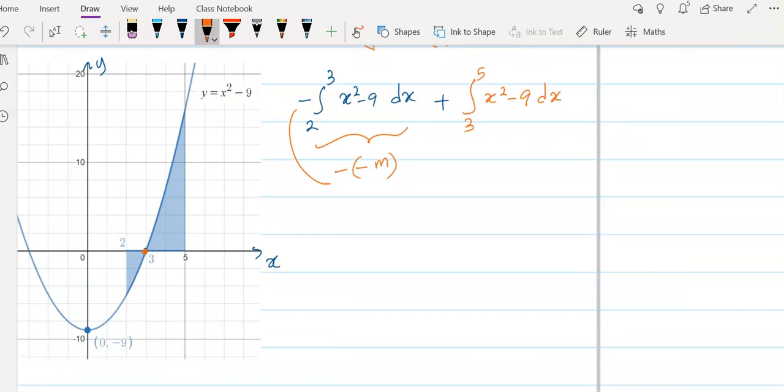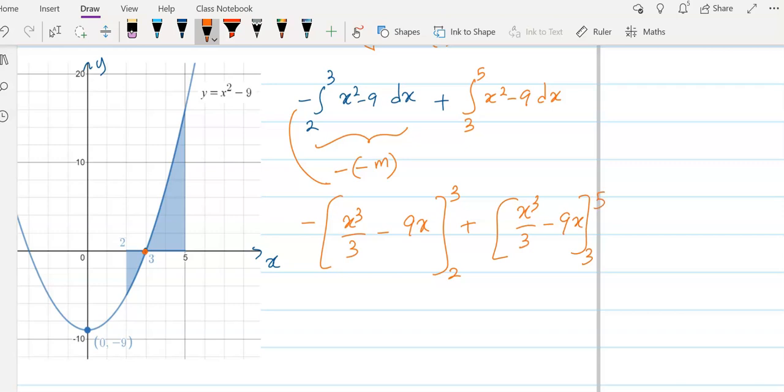Now let me write the answer. There's a negative sign in the front. When you integrate x squared minus 9, it gives you x cubed on 3 minus 9x, and the limits are 2 to 3. And then here again, x cubed on 3 minus 9x, and here the limits are 3 to 5. Now we are going to substitute them in, leaving the negative in the front. Substituting 3 gives you 3 cubed on 3 minus 9 times 3. And then, of course, the limit with 2 gives you 2 cubed on 3 minus 9 times 2.